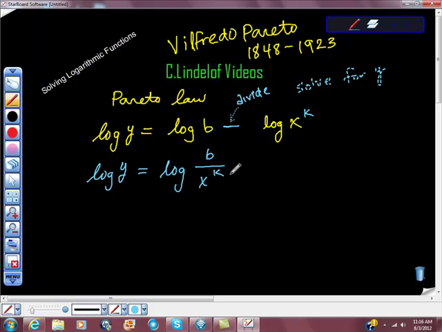And now we're actually done. This video is going to be really quick. I think the most interesting part would be the part about Vilfredo. Having said that, we have to remember here, and this is important, that log functions are one-to-one functions. So we have log base 10, as is this. All we have to do is match the inside pieces. So we have to match y to this. So we can drop the logs here and say y is equal to b over x to the power of k. All right?